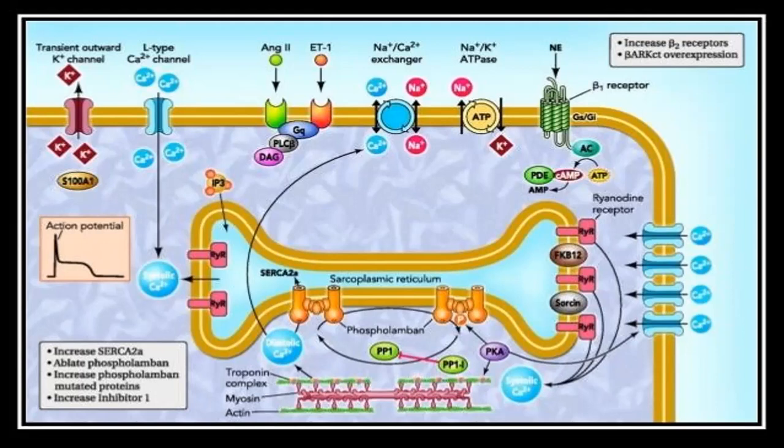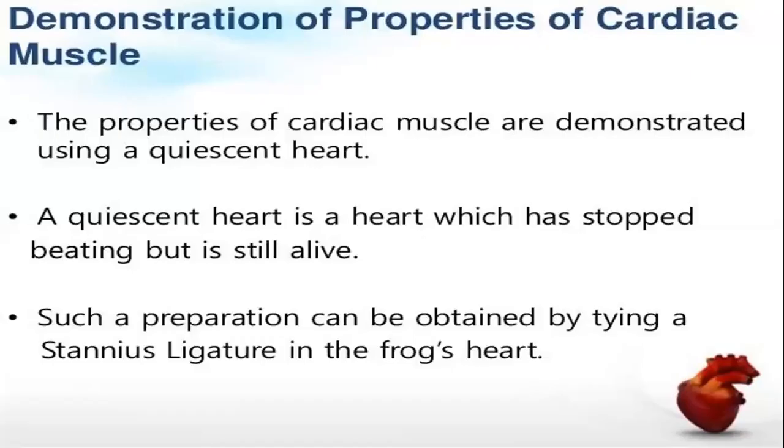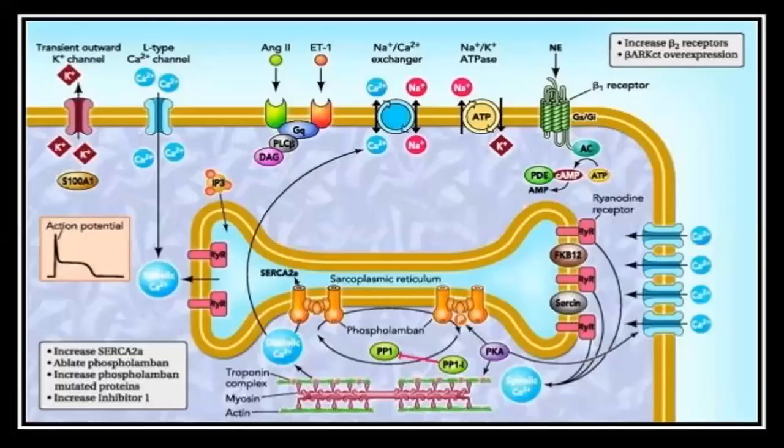There is also difference in the isoforms of the dihydropyridine receptor channels, their expression in the skeletal muscle and the cardiac muscle. Now we come to the mechanism of contraction. Again, this calcium will bind with troponin C.